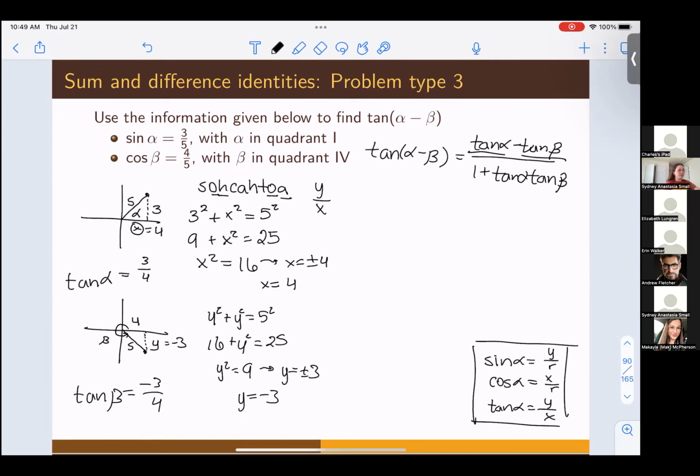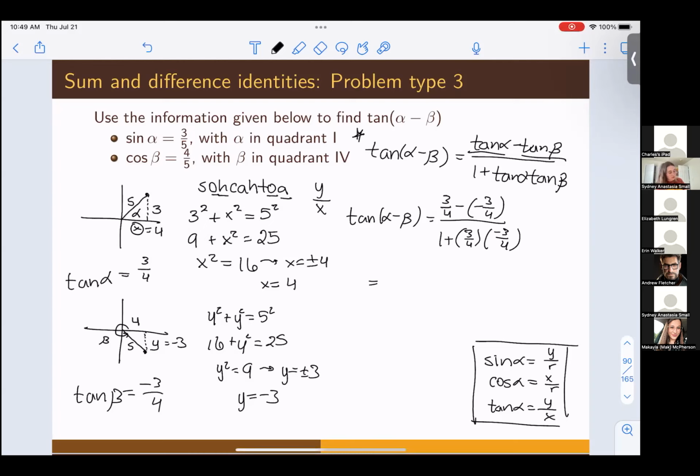So now let's substitute them into our formula up here for tangent of alpha minus beta, and then we're done. We still don't know alpha and beta, but that doesn't matter. The problem didn't ask for that. So we have tangent of alpha minus beta is equal to the tangent of alpha, which is 3/4, minus tangent of beta, which is negative 3/4, minus a negative 3/4, all over 1 plus 3/4 times negative 3/4. Just adding and multiplying these things out.